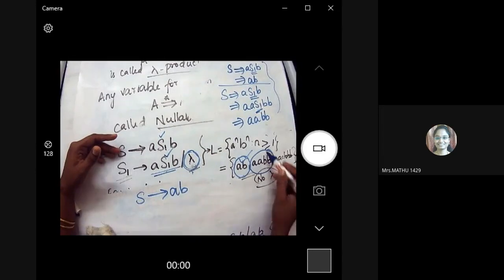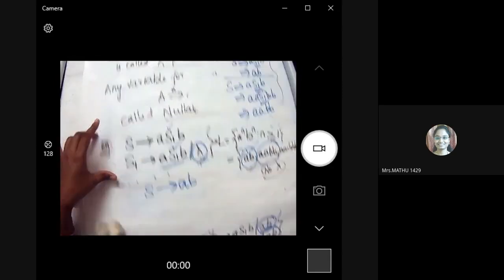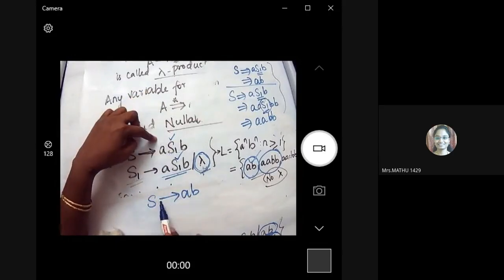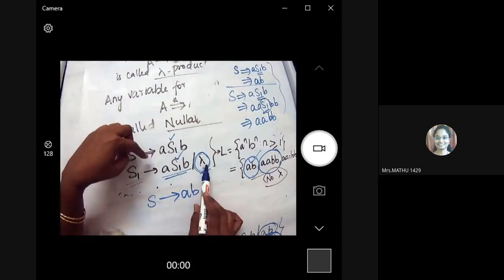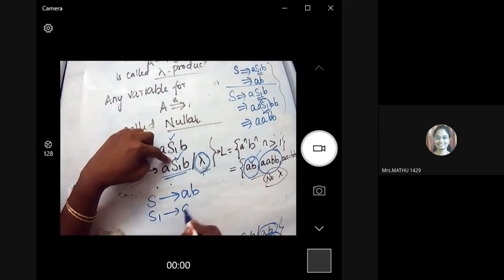Here lambda is used as a terminating condition. Wherever you want to terminate the derivation, we use lambda, right? But here that is not at all necessary. Now this becomes the terminating condition, terminating symbols. So first let me apply lambda to this S1, so that I get S gives AB. This is one new production. And again, if I apply lambda to this S1, we'll get S1 gives AB. So before removing lambda, I am generating two new productions.